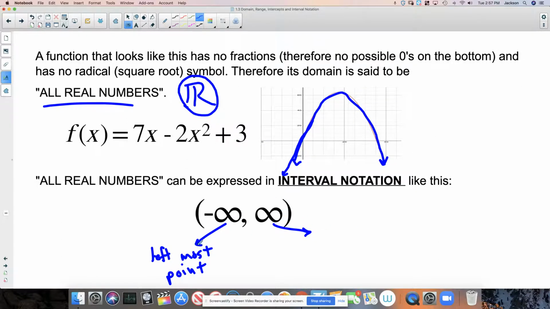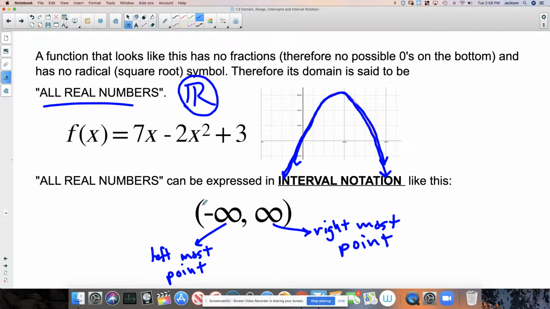And then we end the interval wherever there's a break in the graph. As we trace, we don't see any breaks in this graph. There's none of those asymptotes. There's no holes. There's no stoppages. This is the rightmost point, when there's no breaks. If there's a break in the graph, we'll talk about that when we need to, okay? But in interval notation, the first number we write is the leftmost point. The last number we write is the rightmost point.